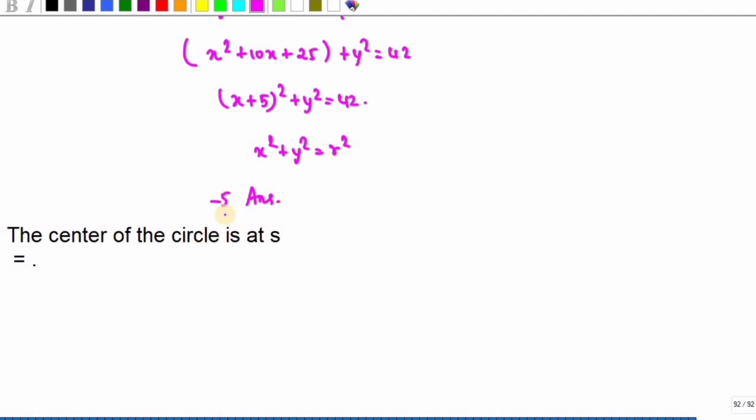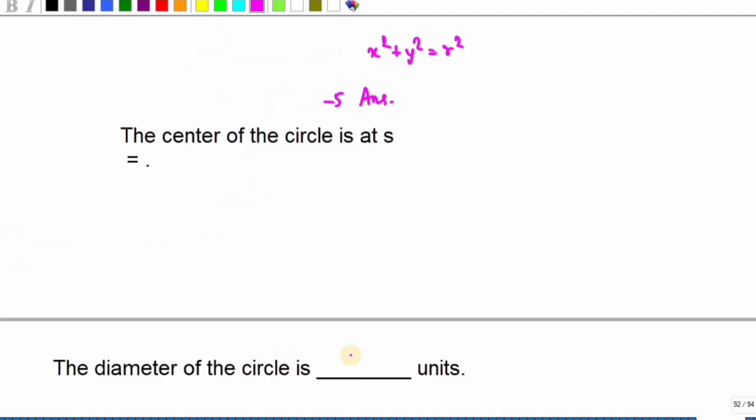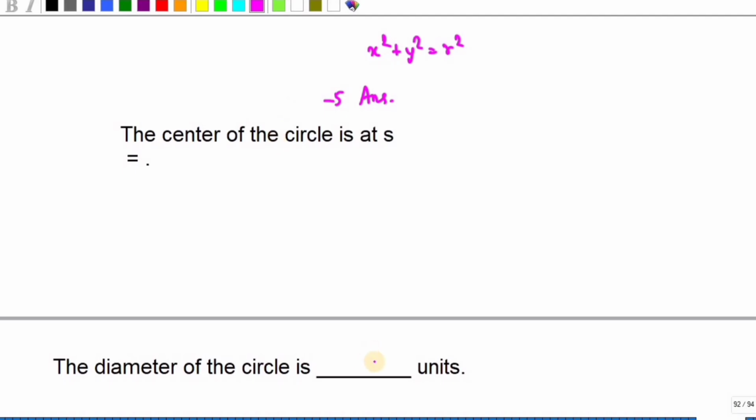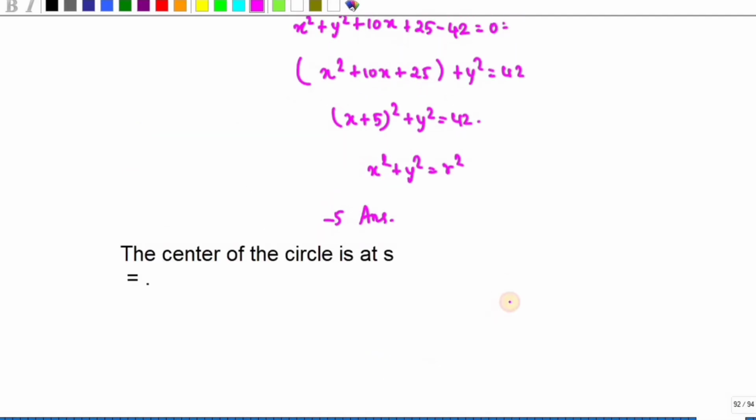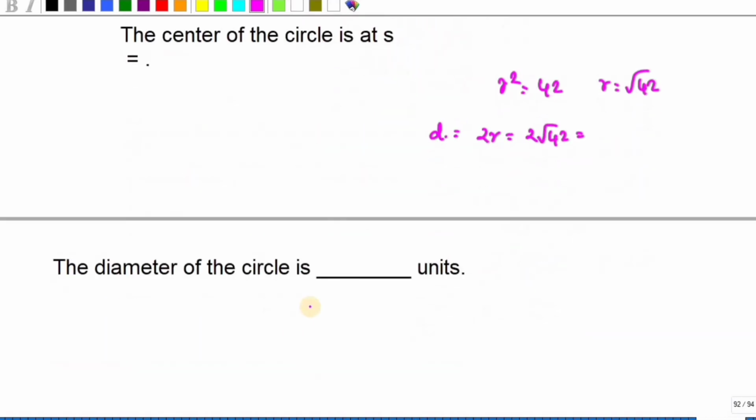So next is to find the diameter of the circle. We know that the r square value is equal to 42 on equating. So r is equal to root of 42. So 2r is nothing but your diameter, right? So 2 into root of 42 is my answer. This is the answer for the diameter. So 2 root of 42 is your answer.